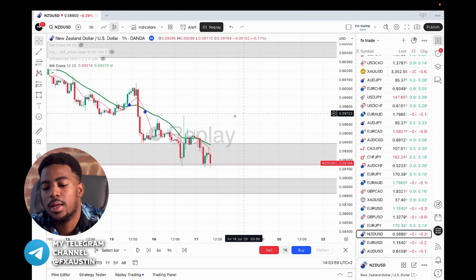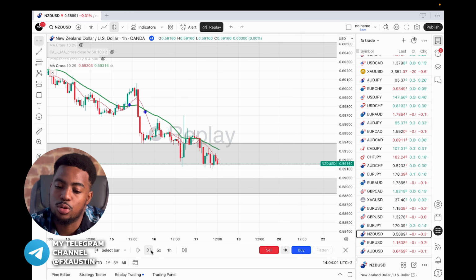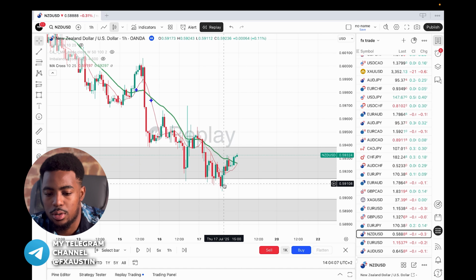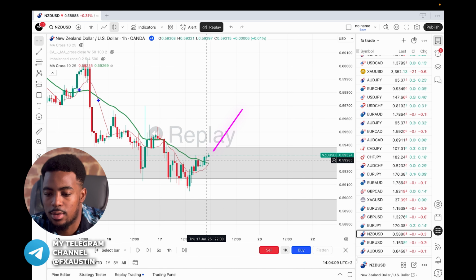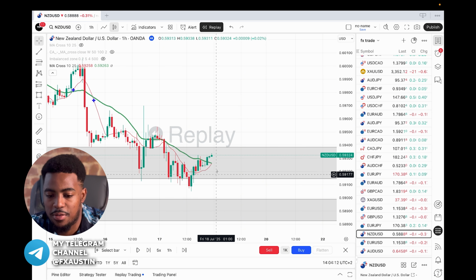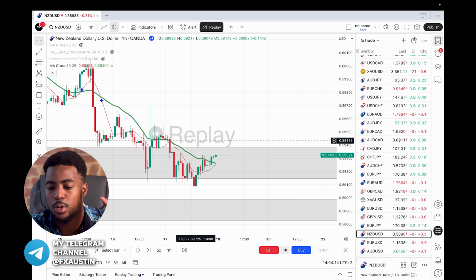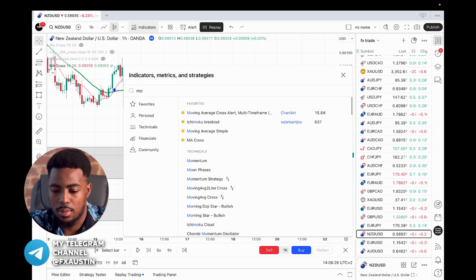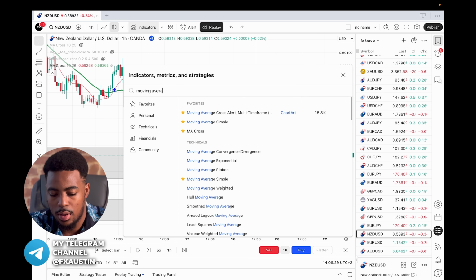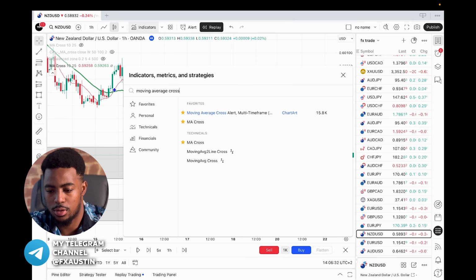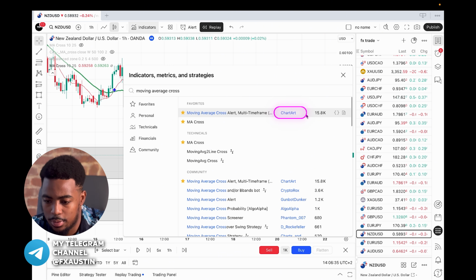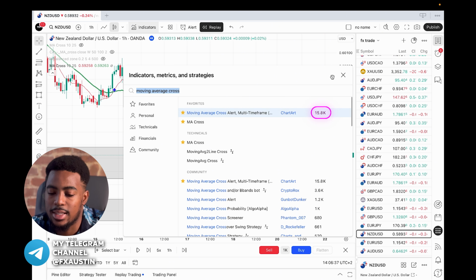As we can see, a double or maybe even a triple is forming, and here we have the first signs of trend weakness. The price finally breaks above the green lines and we are almost seeing a crossover. The next step will be to add a second indicator called Moving Average Cross, but this time this indicator is from the author ChartArt and has nearly 16,000 users.